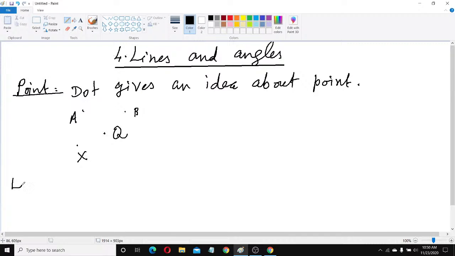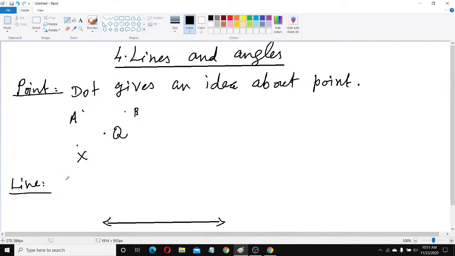Next definition, line. When you draw a line, you must use a scale and pencil, children. Here you see this figure. I used an arrow mark at both ends. Why did I use an arrow mark? You can extend the line in both directions. Here you can extend in two directions. So there is no starting point. You can extend in this direction and in the opposite direction also. So no starting point, no ending point in the line. So we must use an arrow mark at both ends, children. So a line has no end points and it extends indefinitely in both directions.